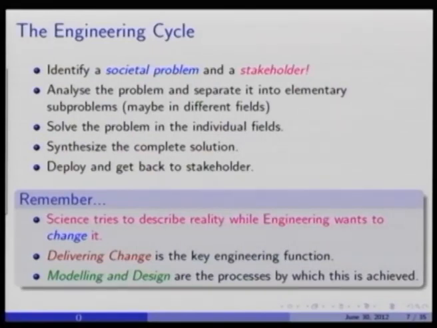So engineering really, if you want to change society, then you must pick up problems from society, divide them up into subparts, find the solution, and take it back. So you see that delivering change is the key engineering function, right? Don't forget that. Your professors or your deans or your directors may tell you anything, but delivering change is your key function. You have to deliver change, fine? And what are the key processes? Modeling and design are the key processes. So you must see a situation and model it as an engineering problem, right? And then design for solving those problems.